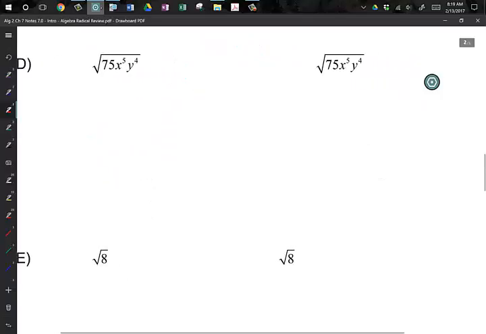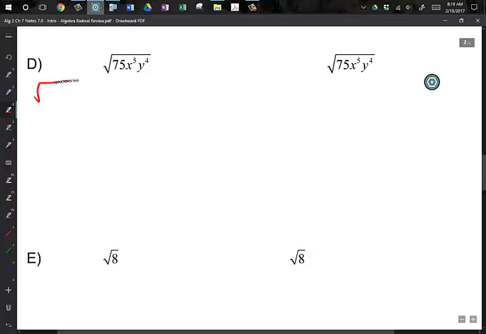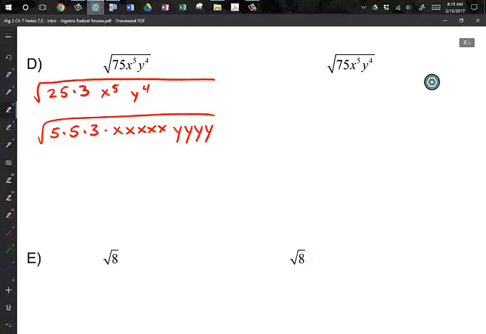Example D, we have prime factors on the left. We're going to do that first. So let's break this down into prime factors. What does 75 break down into? What times what? 25 and 3. And then we have x to the 5th and y to the 4th. And theoretically, you would say that's 5 times 5 times 3, and x 1, 2, 3, 4, 5, and y 1, 2, 3, 4. And this is what prime factorization really is. You stretch the whole thing out and write it as tiny little factors.